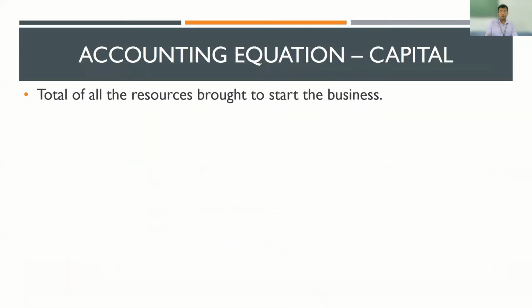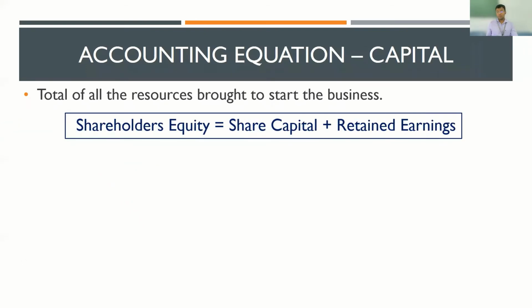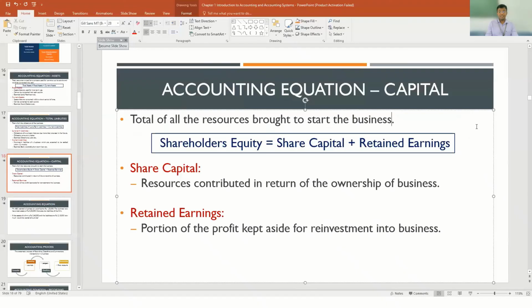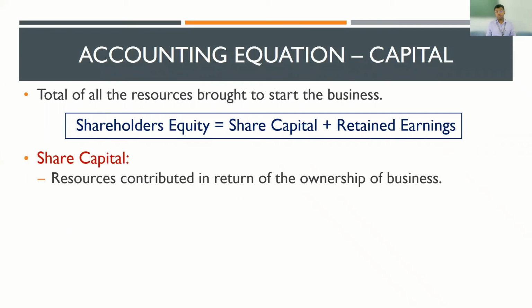Now, when we talk from a company's point of view, please remember we call that shareholders' equity. Shareholders' equity again has got two parts. You have share capital and the other is the retained earnings. Now, what is share capital? Share capital refers to the resources which are contributed by the owner, by the proprietor in return of ownership. Okay? So you're giving resources, in return you're getting ownership of the firm.